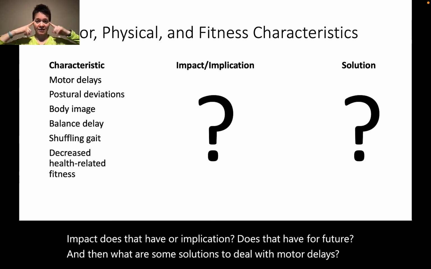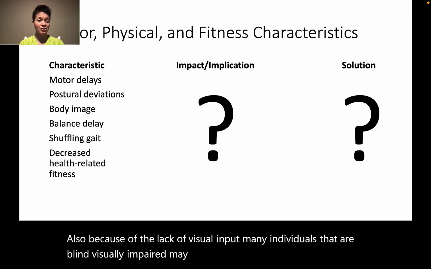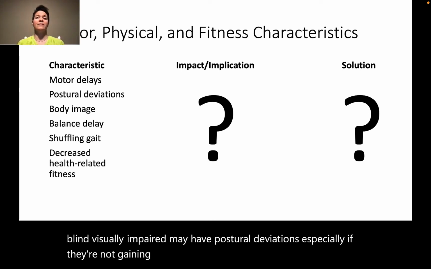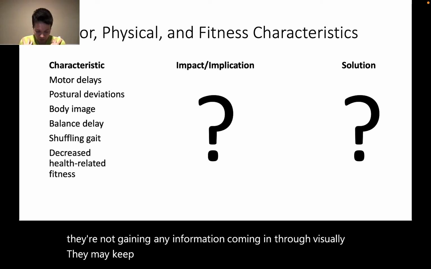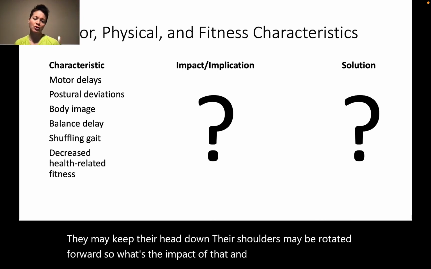Also, because of the lack of visual input, many individuals that are blind or visually impaired may have postural deviations, especially if they're not gaining any information coming in visually. They may keep their head down, and their shoulders may be rotated forward. So what's the impact of that, and what are some possible solutions?